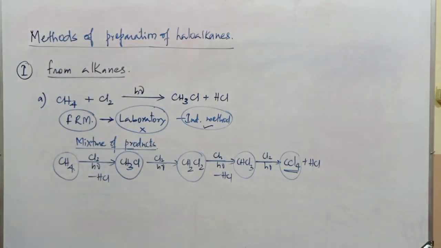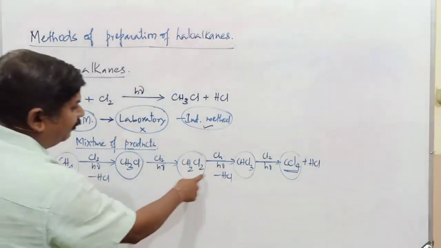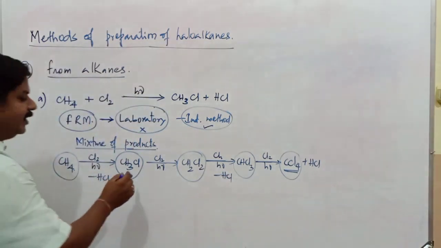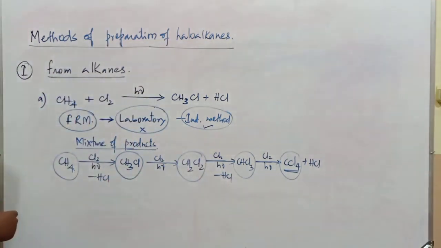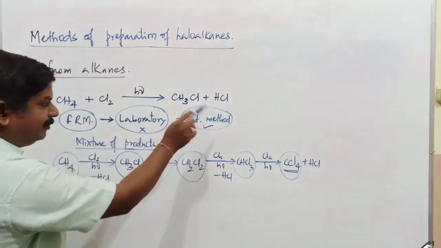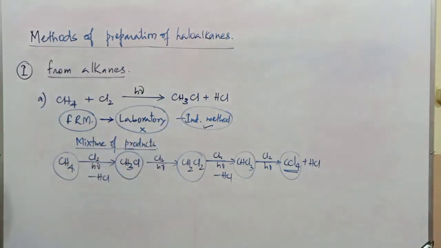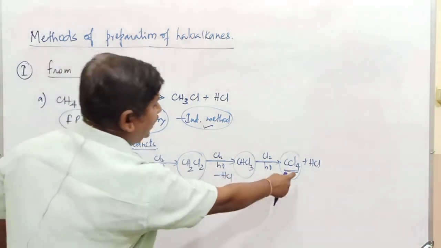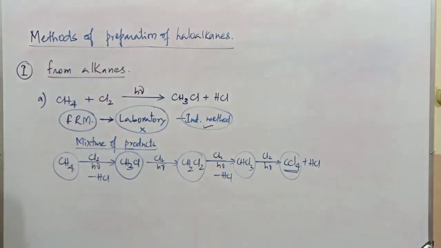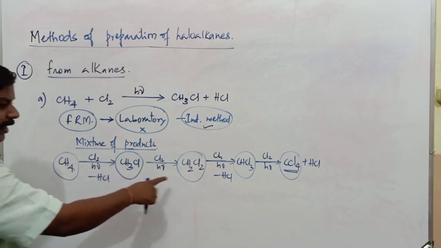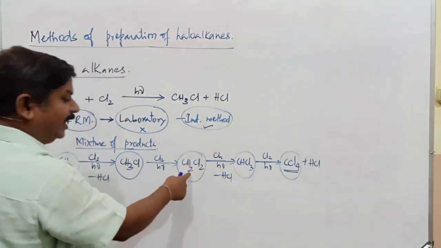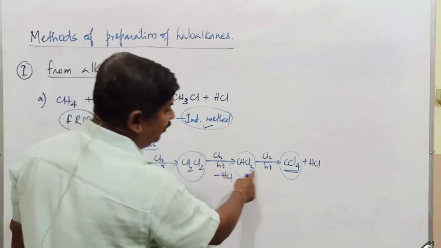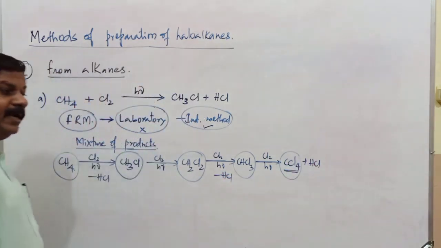So when the reaction cannot be controlled, the formation of 4 different types of haloalkanes is possible. Hence, this method is not applicable for preparing these compounds in the laboratory, but it can be applicable for industries. So it is monohaloalkane, dihaloalkane, trihaloalkane, and tetrahaloalkane. The common names are methyl chloride, methylene chloride, chloroform, and carbon tetrachloride.